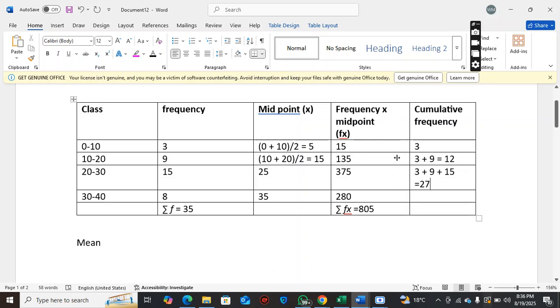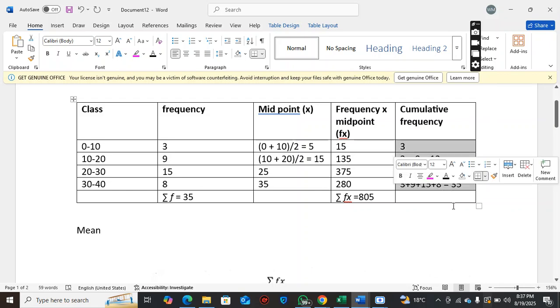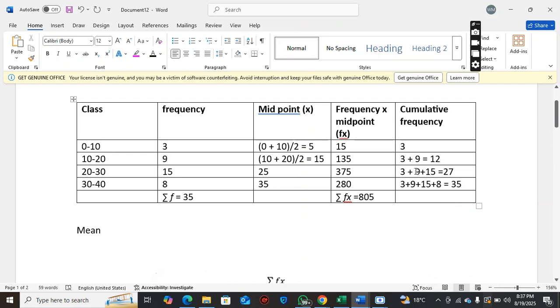Okay. Then the next one, it's 3 plus 9 plus 15 plus 8. That gives us 35. Now, in your workings in the exam, you don't need to show what I'm showing here. You just add 3 plus 9, 12. 12 plus 15, 27. 27 plus 8, 35. But I just showed this for you to see what was happening.